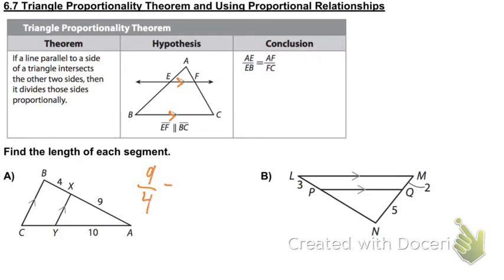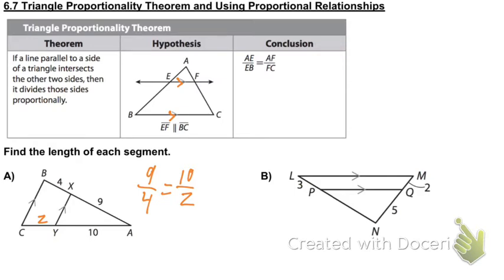9 over 4 is equal to 10 over... we can call this whatever we want. What do we want to call this? Maybe not X, since we have an X here. Let's pick something we don't see. We normally don't have X as one of our points, but when we do, we want to avoid using it as a variable, because that could get confusing. Why don't we use Z? So this setup works according to the triangle proportionality theorem. This would be true. How would we solve this to find the measure of Z, or segment CY?